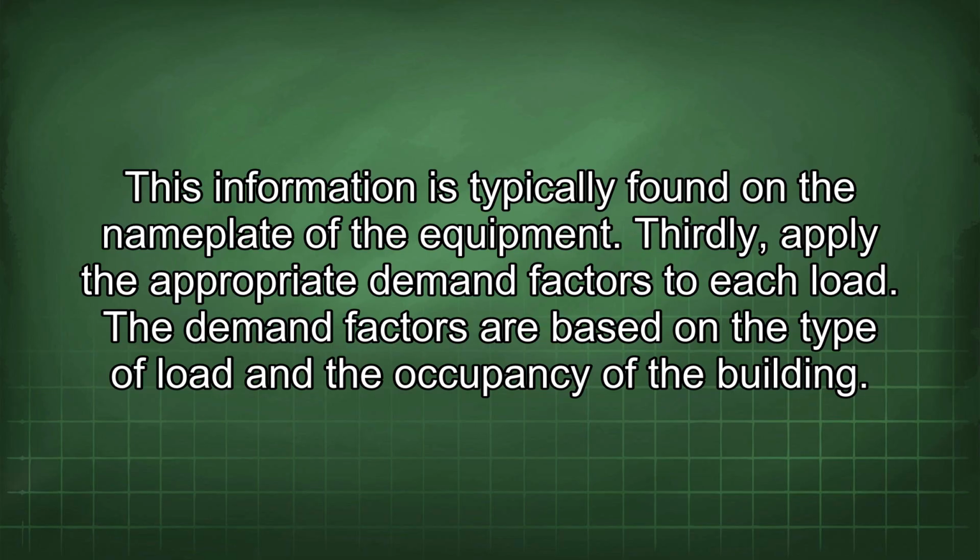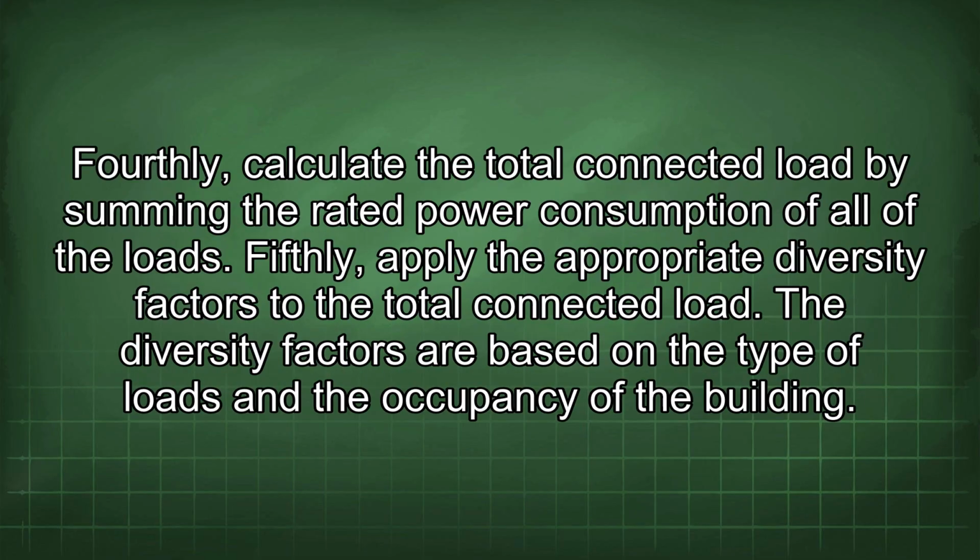Thirdly, apply the appropriate demand factors to each load. The demand factors are based on the type of load and the occupancy of the building. Fourthly, calculate the total connected load by summing the rated power consumption of all of the loads. Fifthly, apply the appropriate diversity factors to the total connected load. The diversity factors are based on the type of loads and the occupancy of the building.